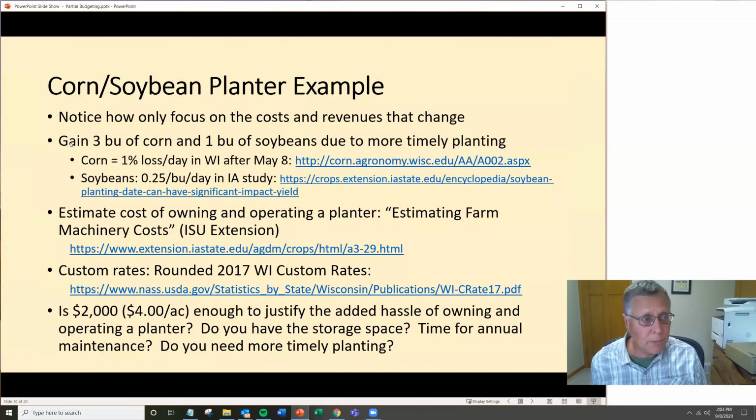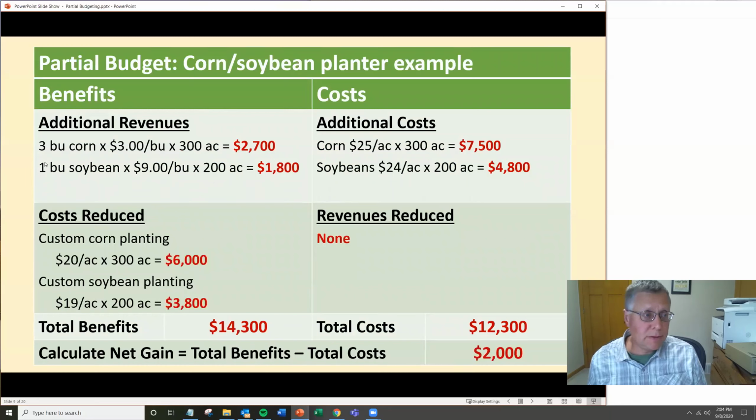The next one is soybeans. We're going to assume 1 bushel of soybeans is the yield gain times $9 a bushel times 200 acres, which is $1,800. So those are my estimates of the yield increases, the value per acre times the number of acres.